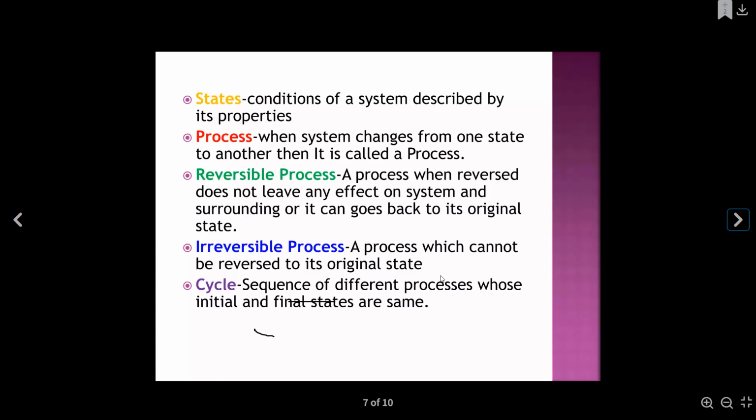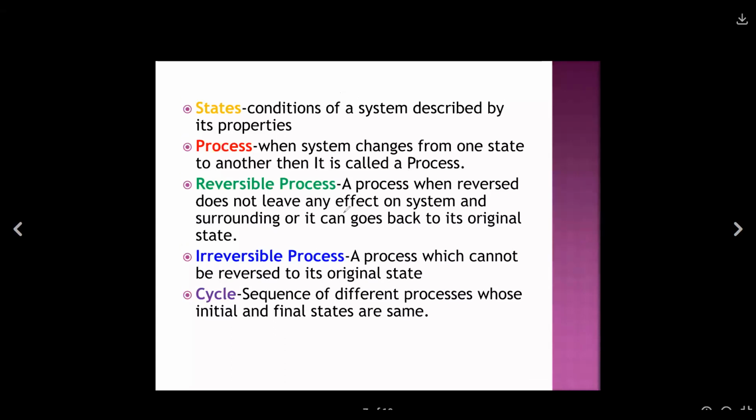And then the next thing is a cycle. We have a cyclic process. What is a cyclic process? A cyclic process is a sequence of different processes whose initial and final states are the same. It means that it's a system where there is a series of changes from one state to another, but finally it comes back to the original state. That is a cyclic process.